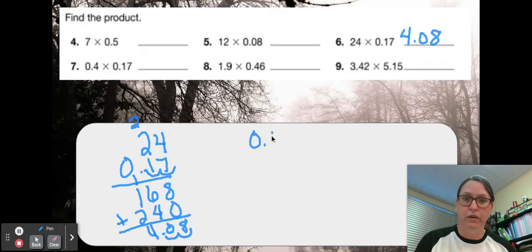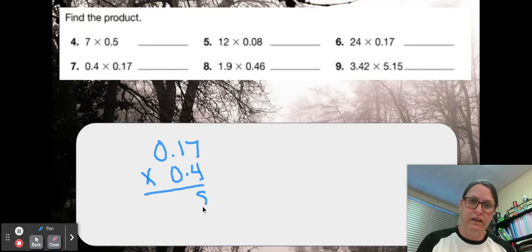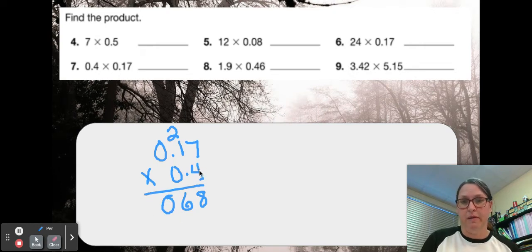I've got 0.4 times, I'm going to switch the order with this one. I'm going to do 0.17 times 0.4. 4 times 7 is 28. 4 times 1 is 4, plus 2 is 6. 0 times anything is 0, so I'm just going to put a 0 right here. And I'm going to count my decimal places.